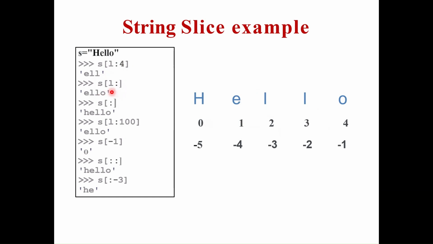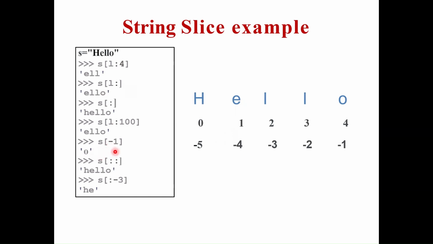Then the second example says that it should begin with the first position and the ending may be anything, so the entire string is displayed. In the third one, the starting as well as the ending is not mentioned, so the entire string will be displayed. In the next example, we have specified the starting letter, but the ending position is larger than the given string, so the entire string excluding the H will be displayed.